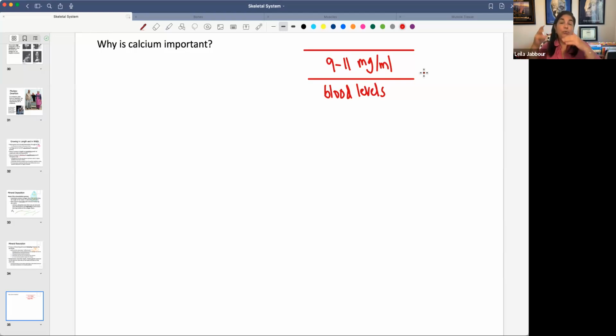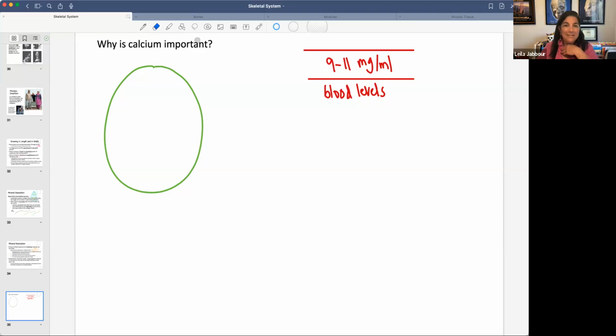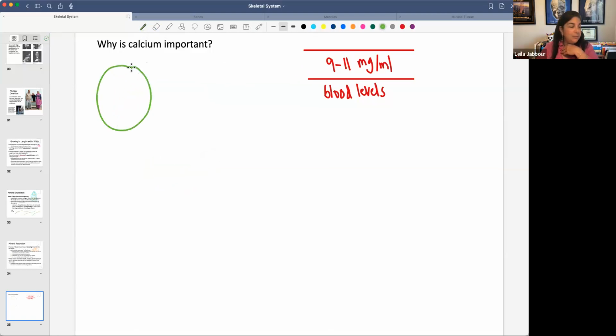If those levels are too high in the blood, we need to get rid of some of these calcium ions out of the blood and into something else. So those levels have to be regulated so we can stay in that homeostatic balance of 9 to 11 milligrams per ml. So who's responsible for doing that? Let's see, what kind of color am I going to use? Let's just use green. It is the thyroid and parathyroid glands that are going to be responsible.